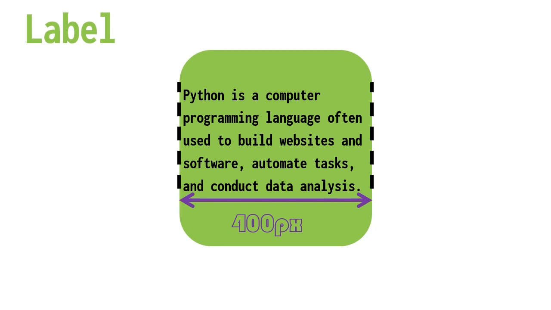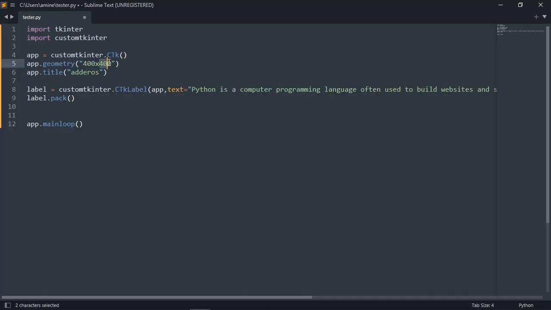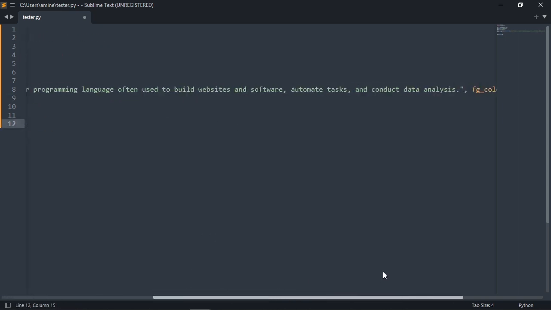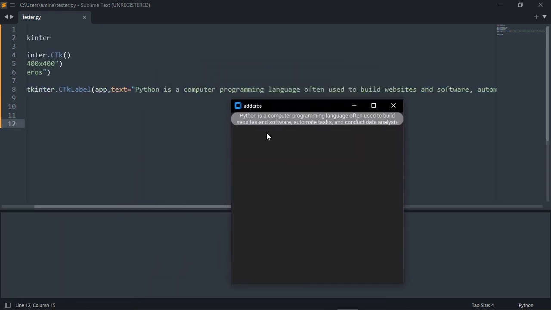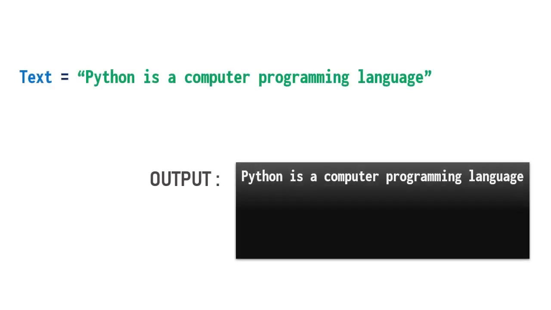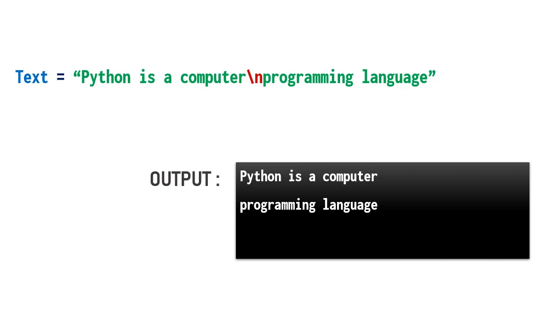To use the wraplength option in Tkinter, you need to provide a value representing the desired width in pixels. We have a window width of 400 pixels, so 400 pixels represents the required width of the label widget. So we set 400 pixels in wraplength. To create a new line in a Tkinter widget, such as a label or text widget, you can use the escape sequence \n.